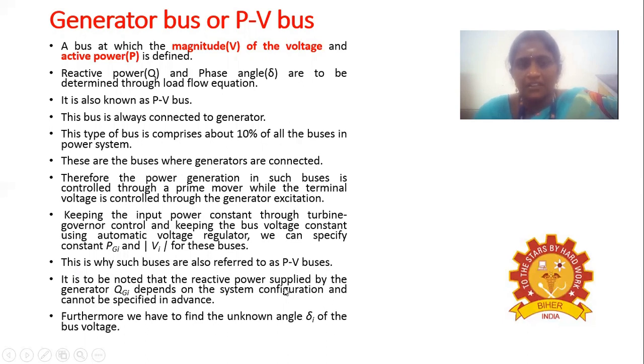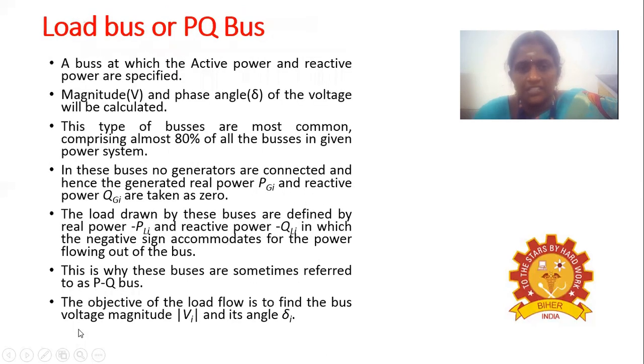The reactive power supplied by the generator depends on the system configuration and cannot be specified in advance. Why is the generator bus reactive power not specified? Here it depends on the configuration and we cannot specify it in advance. So we have to find out the unknown angle of the bus voltage.